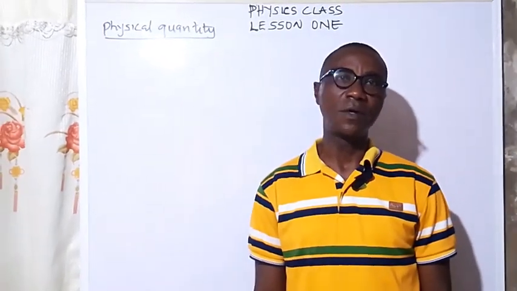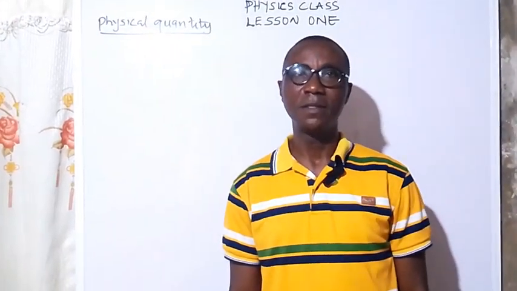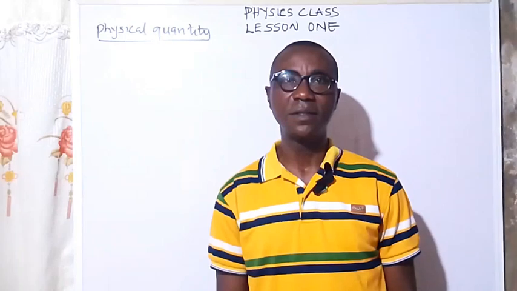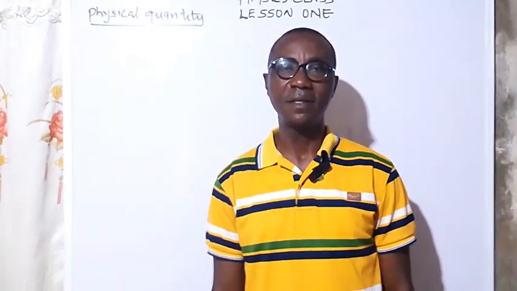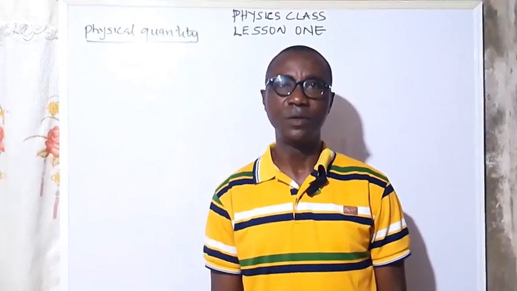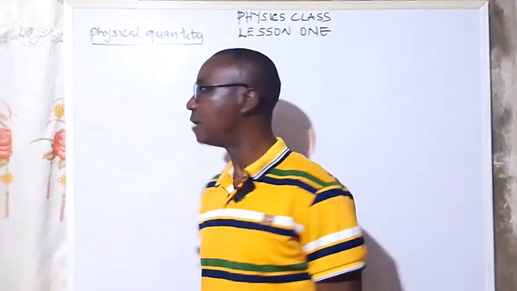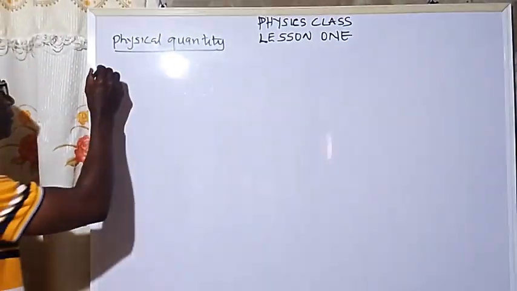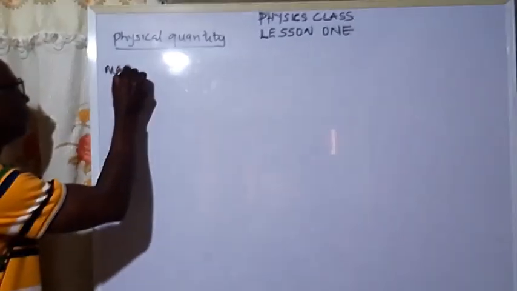Today we are going to look at physical quantity. When you say physical quantities in physics, these are the quantities that are measurable, that is, quantities whose size and magnitude can be known. A typical example is mass.